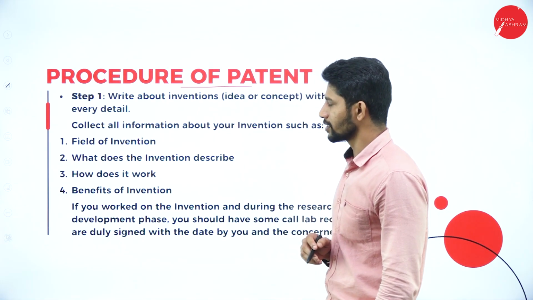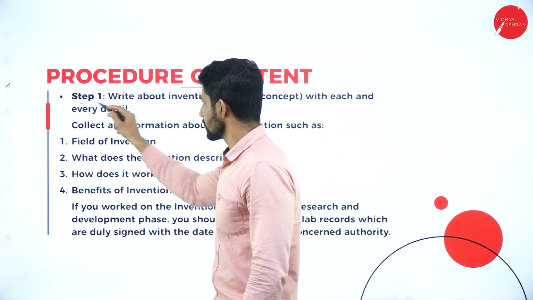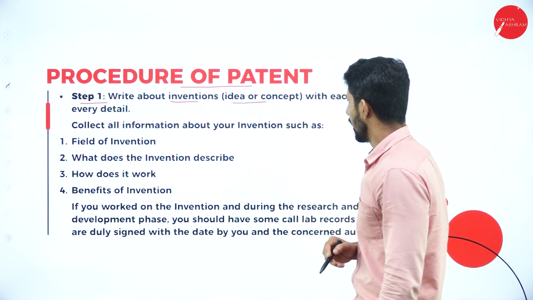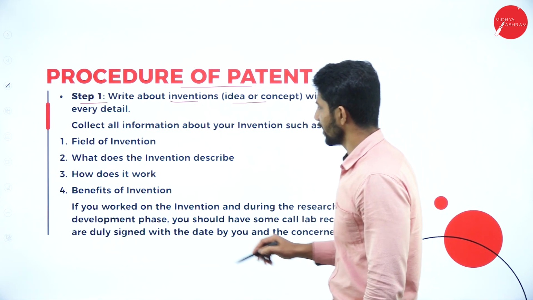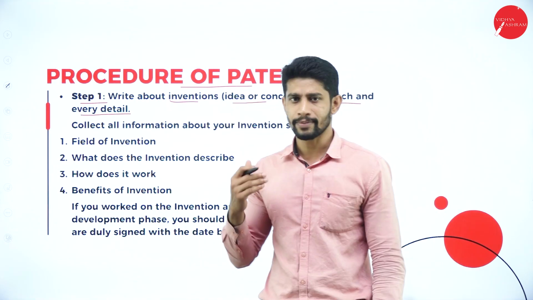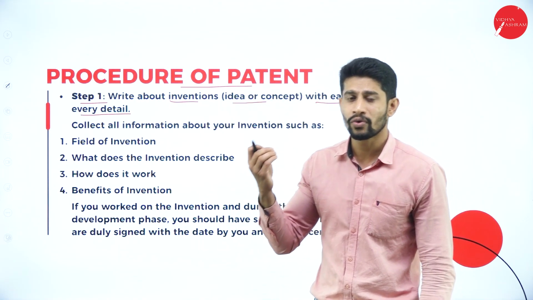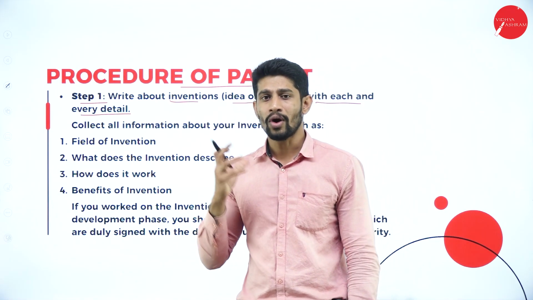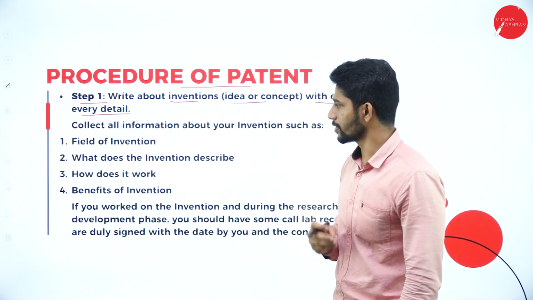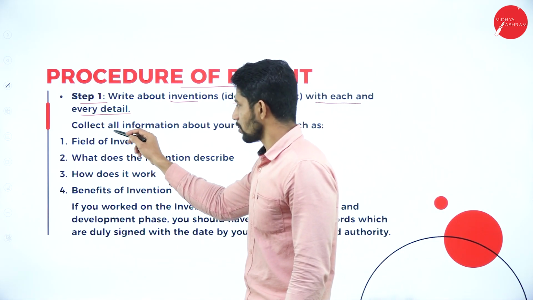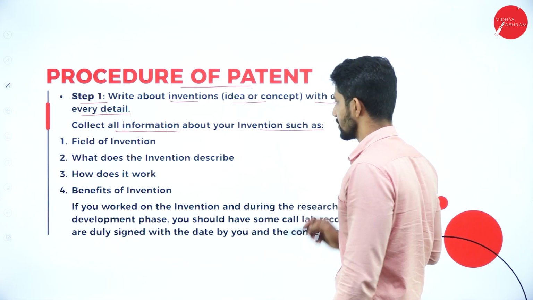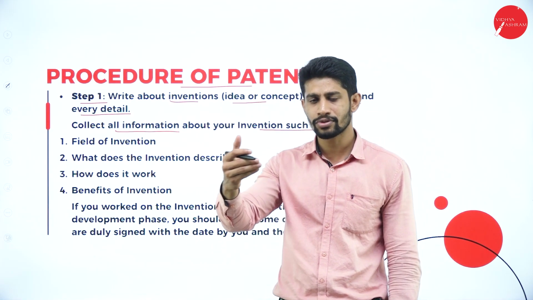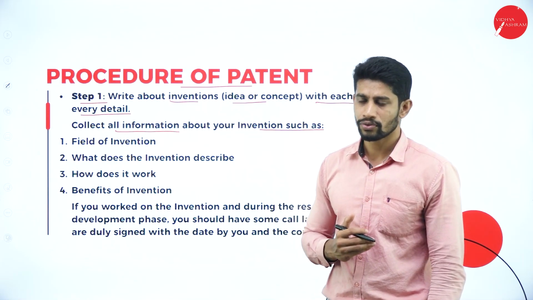So if you look into the procedure, the step 1 is all about write about inventions, that is idea or concept with each and every detail. That means step 1, first we are supposed to write down what we are going to invent, in what way we are inventing, what type of product or what goods we are inventing. About that, first we are supposed to write down. So collect all information about your invention, that means what invention you are going to do, you are supposed to write down each and everything, and you are supposed to collect the information relating to that.